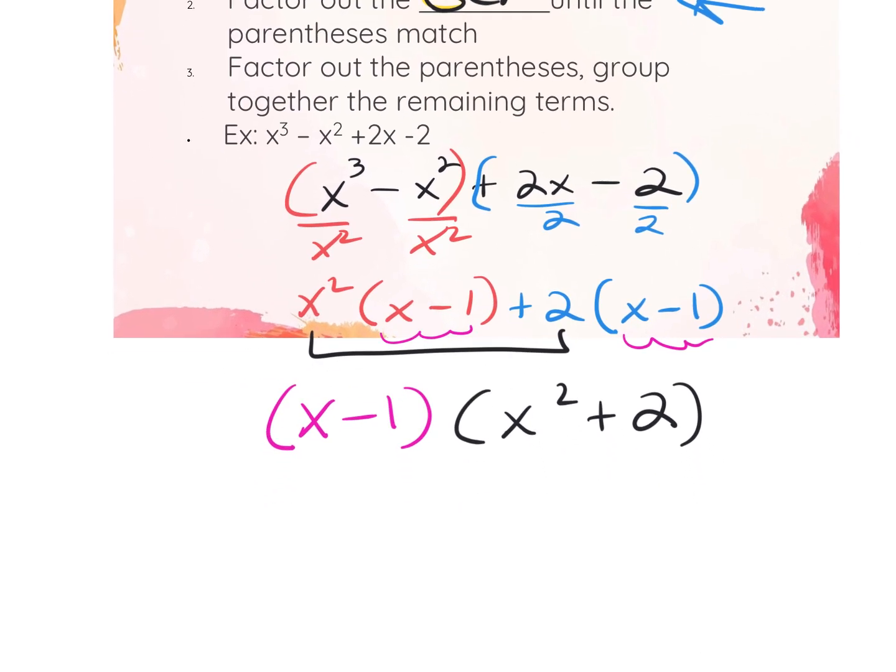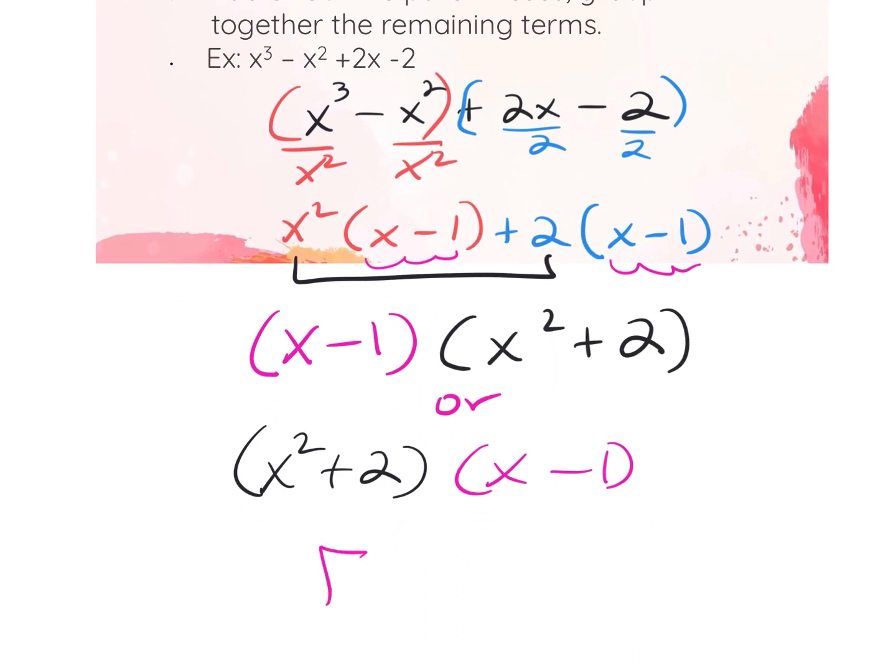Now, the order here does not matter. If you would have preferred to pull the two GCFs out first, and then the parentheses that are in common, and write that second, the order doesn't matter. Remember, whenever you factor this by grouping, you can FOIL this or multiply it back, and if it goes back to the original, then you've done it correctly. If it doesn't, you've made a mistake somewhere.